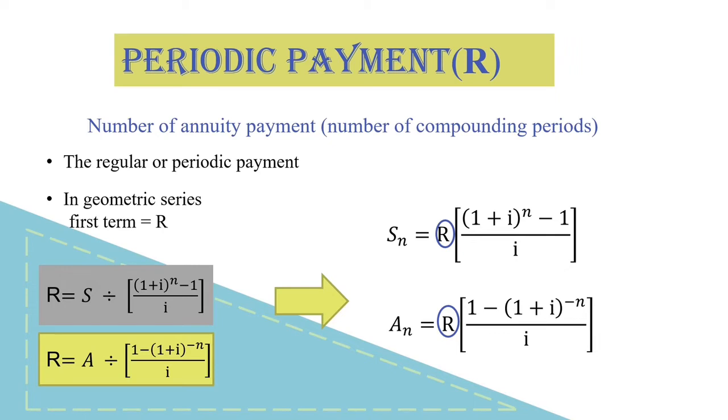On the left slide, you can see another formula to find R. So if there is any question in the exam asking you to find the periodic payment, or we can call it R, you can just substitute to find R. Use the formula at the next slide, depending on whether the question wants the future value or the present value. So that's all.